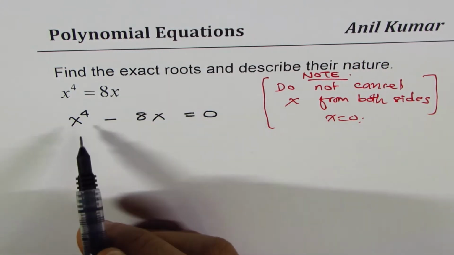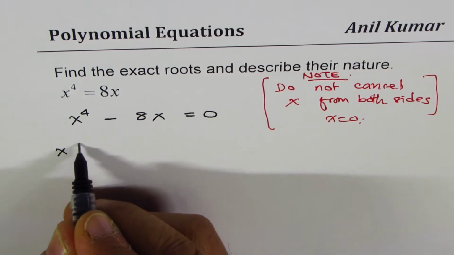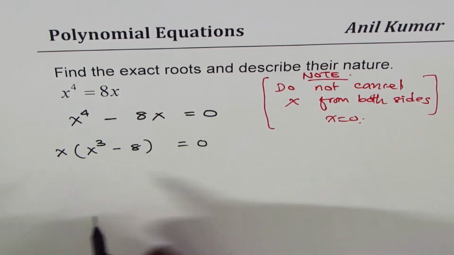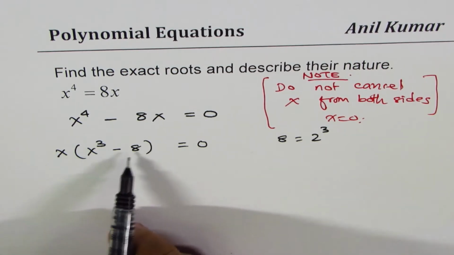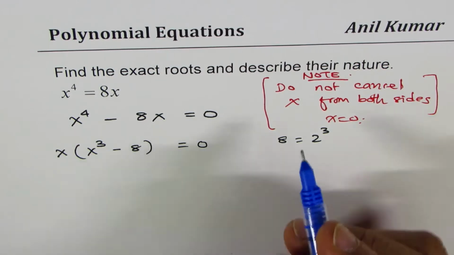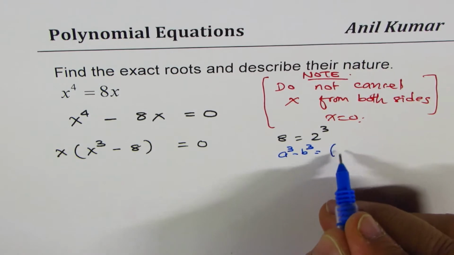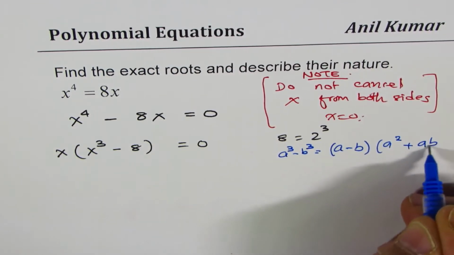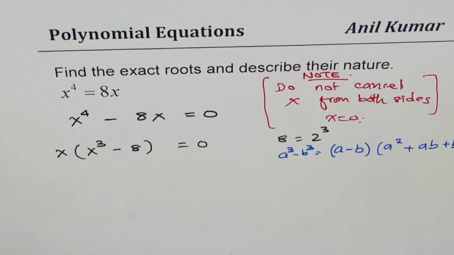What we have here is x to the power 4 minus 8x equals 0. Now we can take x common. So we get x times x cubed minus 8 equals 0. 8 is equal to 2 cubed. So basically we have an expression of the form a cubed minus b cubed, and the formula to factor is a minus b times a squared plus ab plus b squared. So we'll apply this formula here and factor it further.